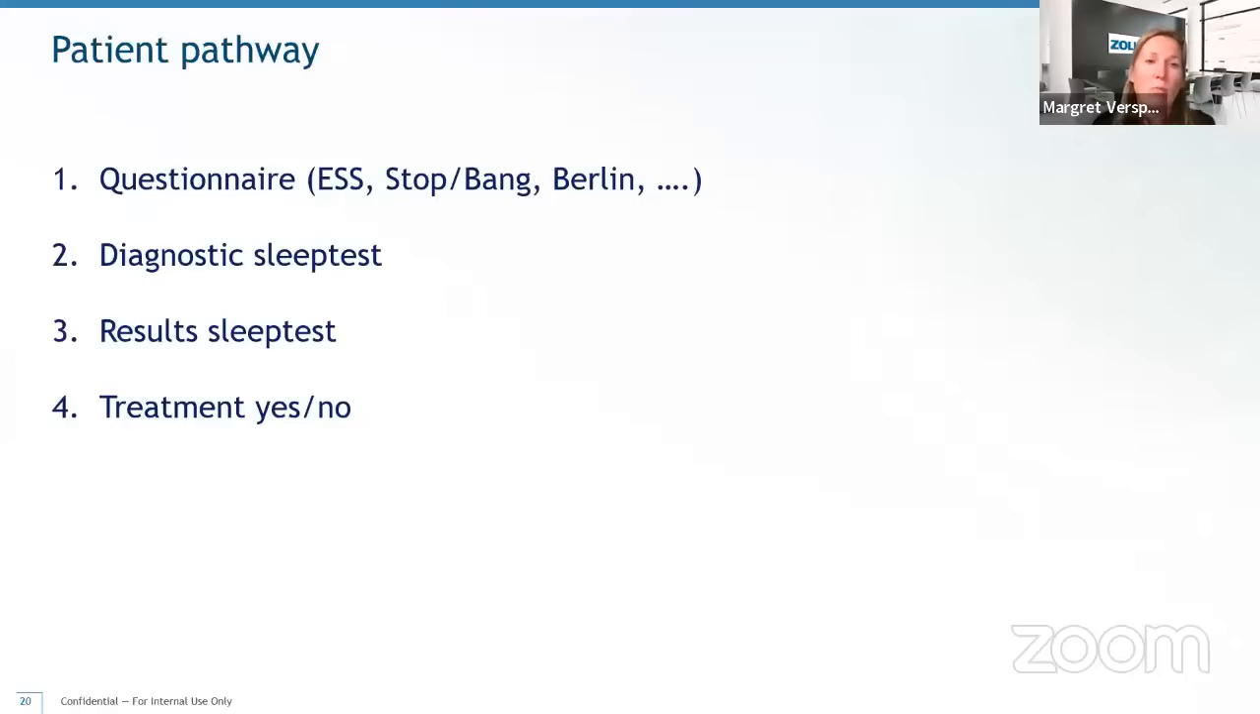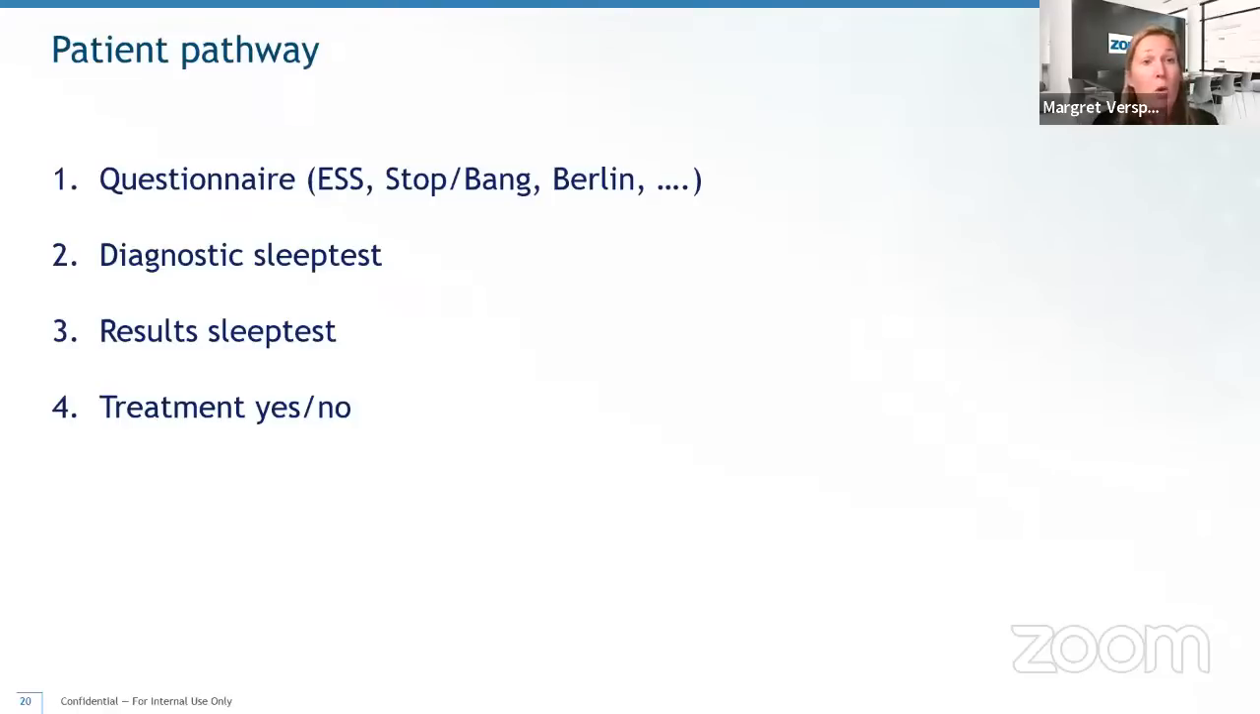The most common questionnaires used when you think a patient has sleep apnea: you give the patient a questionnaire. The ESS questionnaire is the Epworth Sleepiness Scale. That's the most common one, together with the Stop-Bang questionnaire. We also have the Berlin questionnaire. Those questionnaires are mostly used in patients where they are suspicious for sleep apnea.